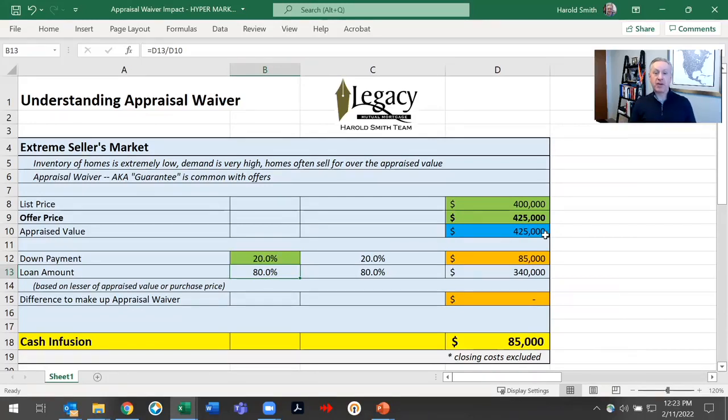But here's what's going on. There are two types of waivers. There's a special document. One is a full waiver. The other is a partial waiver. A full waiver tells the seller, hey, Mr. Seller, I'll pay you $425,000 regardless of what it appraises for. There is no floor. A partial waiver, you could say, hey, Mr. Seller, I'll pay you $425,000 as long as it appraises for at least X.